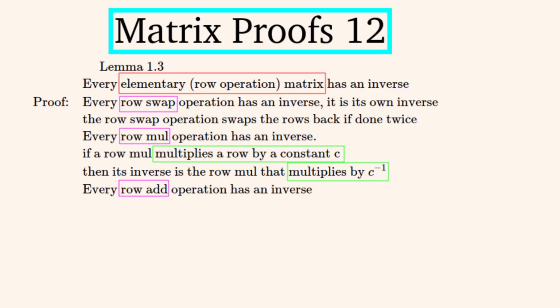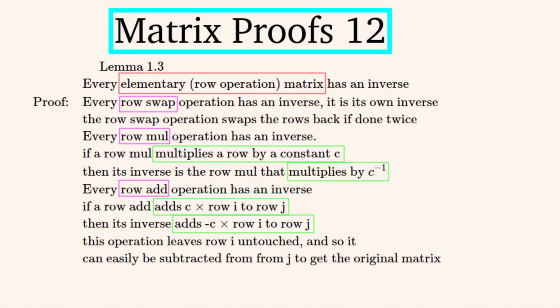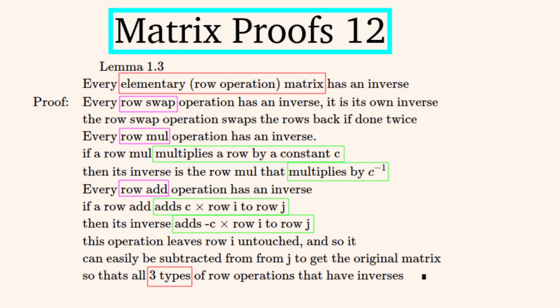And every row add operation has an inverse. If this row operation adds C times a row I to another row J, then its inverse is to add minus C times row I to row J to get this matrix back to its original condition. This operation leaves row I untouched, so that it can be subtracted from row J to get the row J that we started with. So that's all 3 types of row operations shown to have inverses, so that proves this lemma to be true.